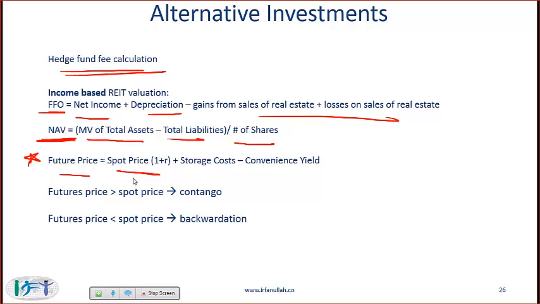Futures price is the spot price times 1 plus R, plus storage cost, minus convenience yield. Just remember it. At Level 1, you don't really need to go into details. And then this is the contango scenario. This is the backwardation scenario. Not a formula, but something you need to know.